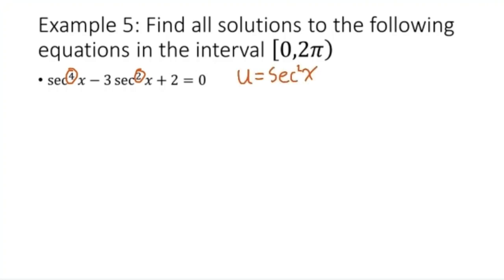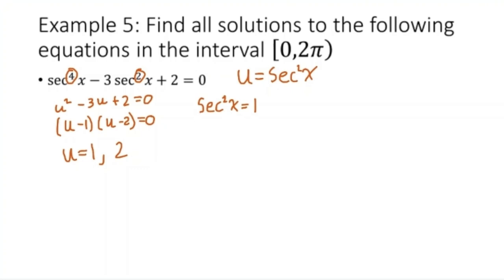Then when I make my substitution, the secant to the 4th x, which is the same as secant squared squared, becomes u squared. 3 secant squared x becomes 3u, then plus 2, which equals 0. Now I have a quadratic equation, which we can factor to u minus 1 times u minus 2, which means u is either 1 or 2. But remember, this is the value of u. I want the value of x.